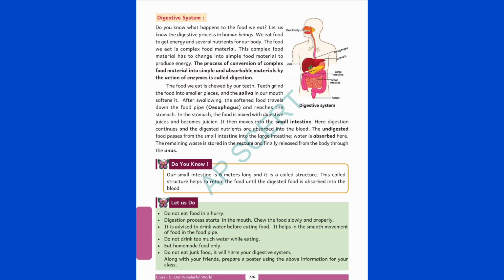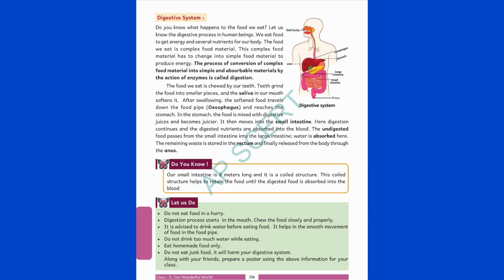Page number 226. Digestive system. Do you know what happens to the food we eat? Let us know the digestive process in human beings. We eat food to get energy and several nutrients for our body. The food we eat is complex food material. This complex food material has to change into simple food material to produce energy.